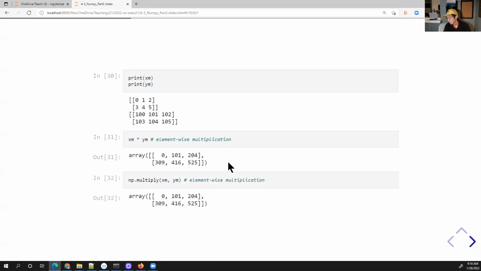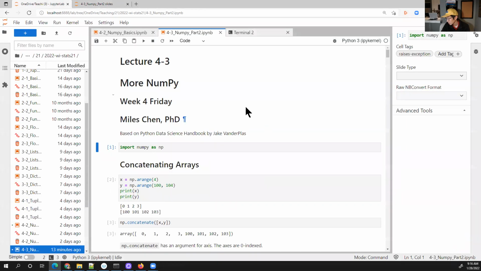There is np.multiply. There's another function called multiply, and this is basically the same operation as the asterisk or the star operator. The star operator is element-wise multiplication, and numpy.multiply is also element-wise multiplication. I think you can also do xm.multiply(ym).